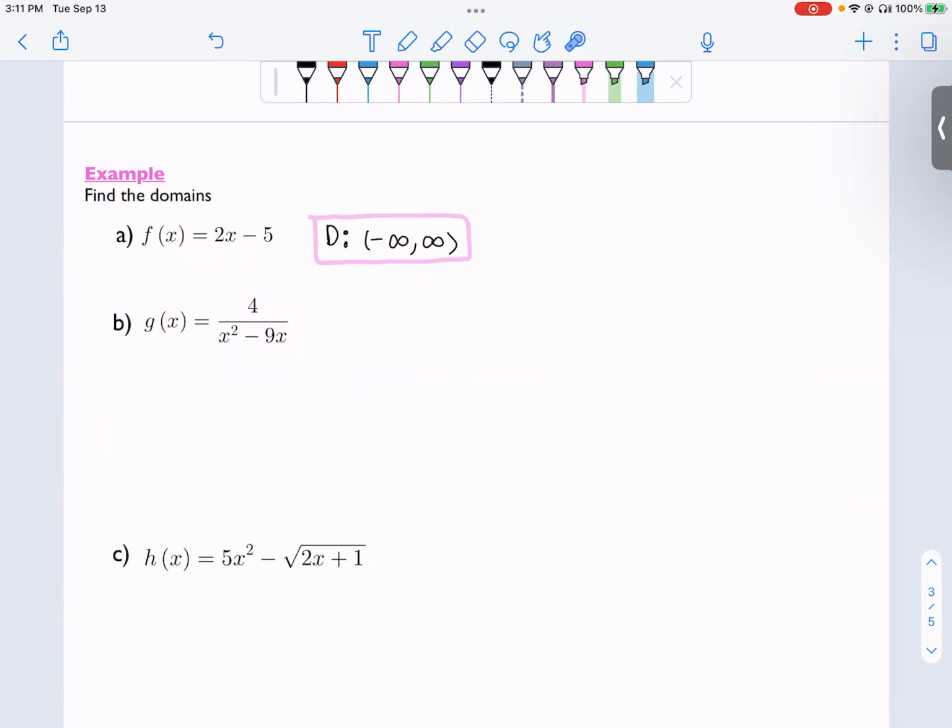We ask ourselves for part B, are there any radicals? Nope. Okay, then the only thing we're worried about is that denominator. So we are going to factor the denominator. We can factor out an x. It factors into x times x minus 9.